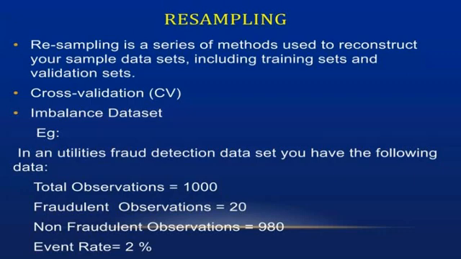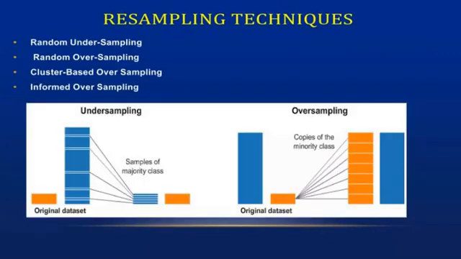Example, in a utilities fraud detection data set, you have the following data. Total observation is equal to 1000, fraudulent observation is equal to 20, non-fraudulent observation is equal to 980, and the event rate is equal to 2%. There are a few resampling techniques as follows: random under sampling, random oversampling, cluster-based oversampling, and informed oversampling.